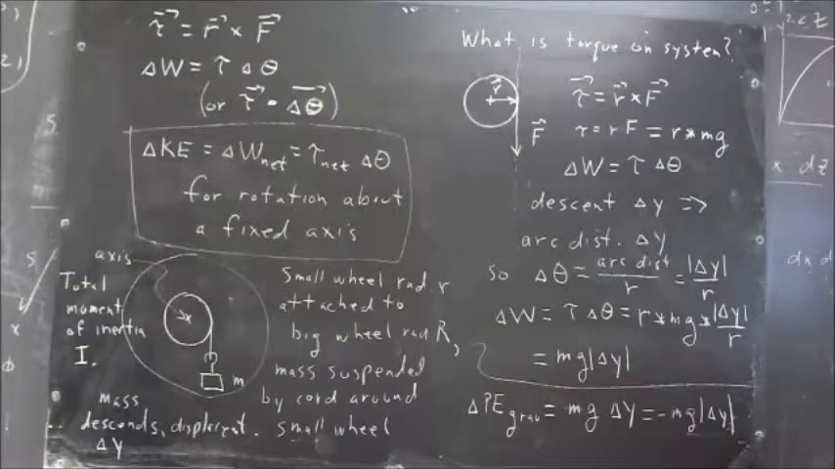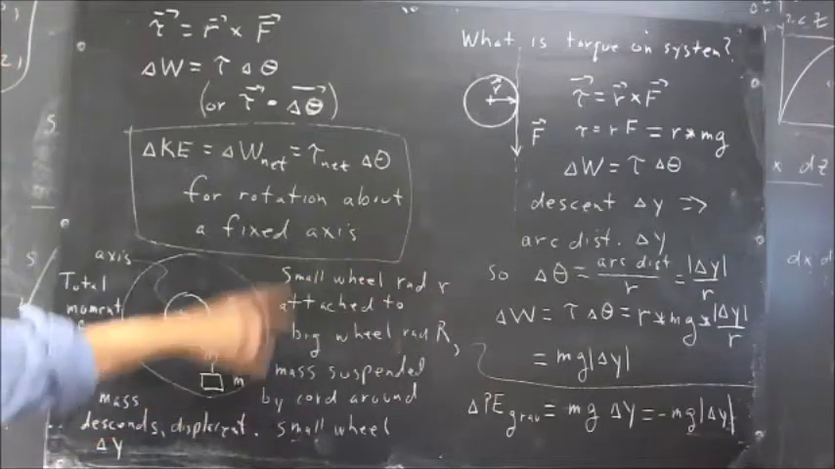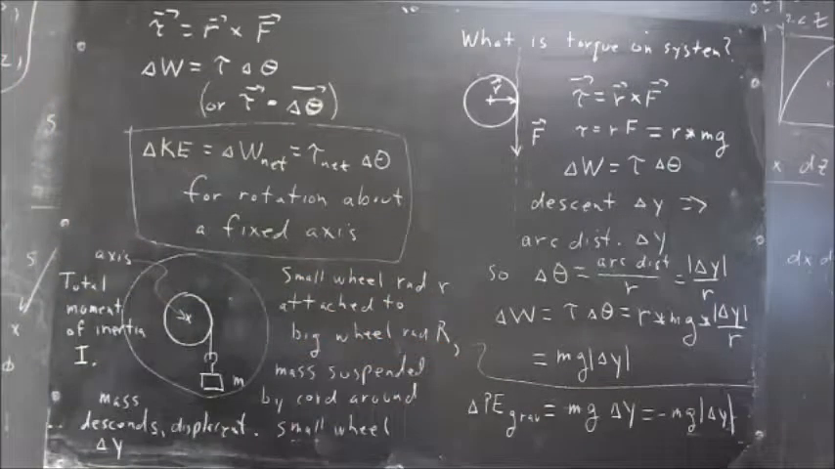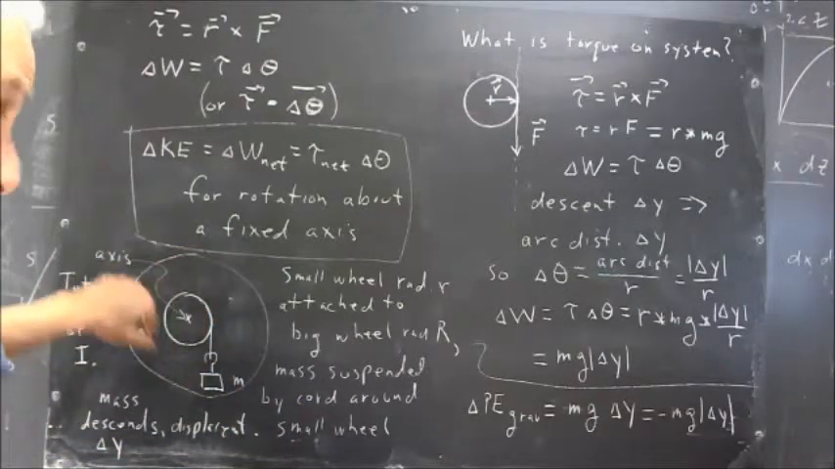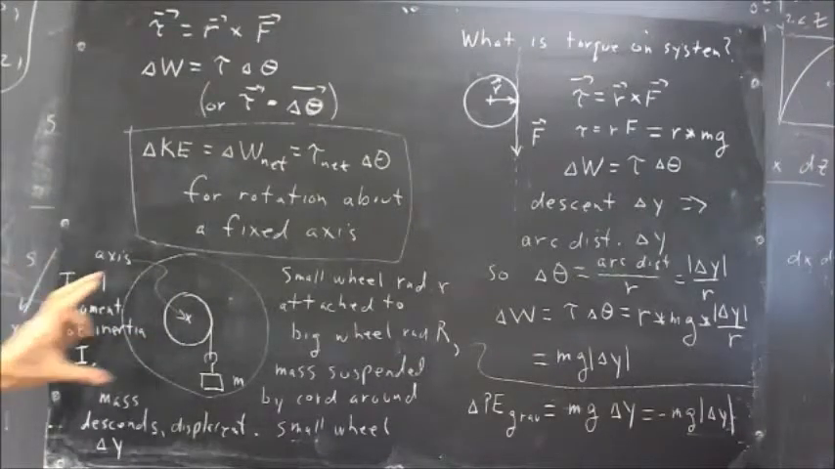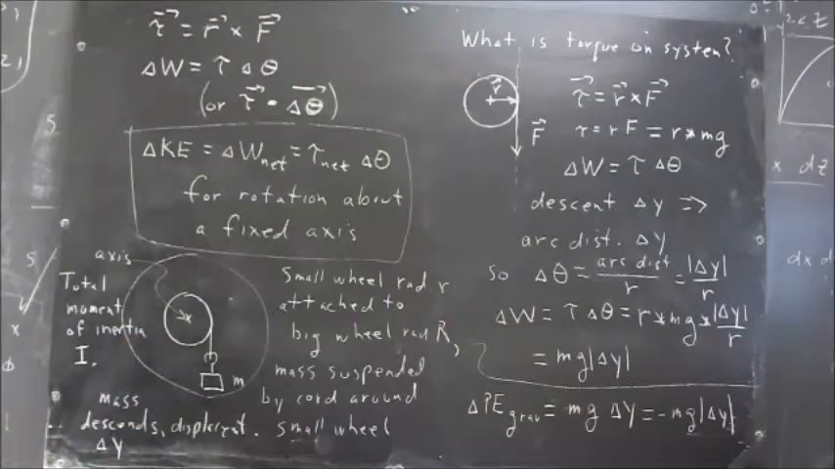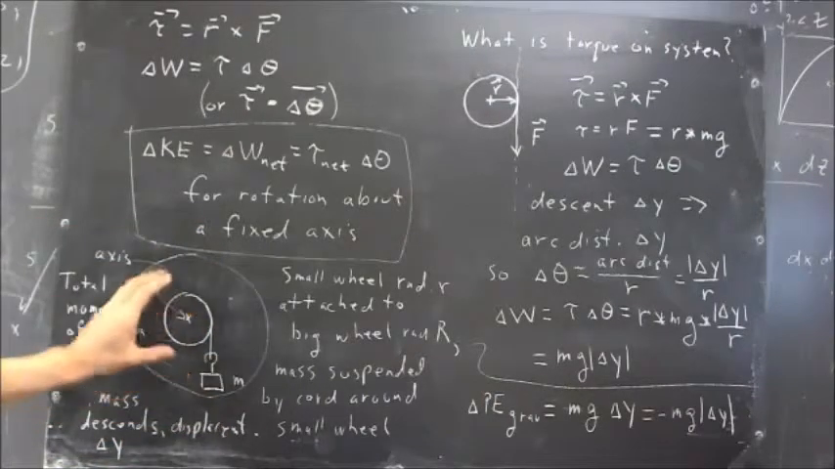Okay, now let's consider an example. A small wheel of radius r, big wheel of radius big R. And we have a mass m suspended by a cord that's wrapped around this smaller wheel. Let's assume that we know the total moment of inertia of this system, and we'll talk about the total moment of inertia of this system in a minute. But we don't have a good way of calculating that yet, but we somehow know the total moment of inertia.